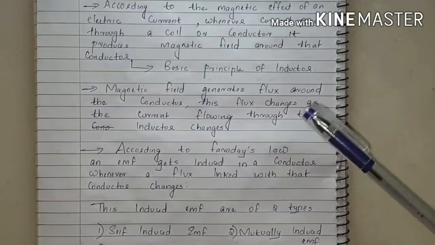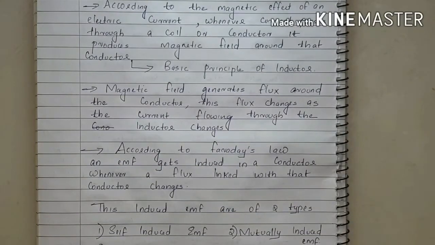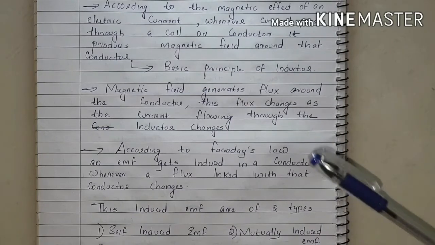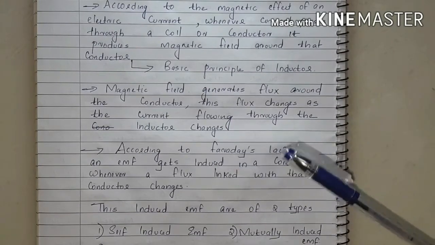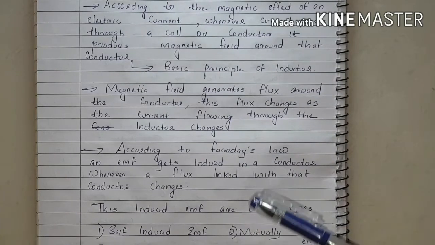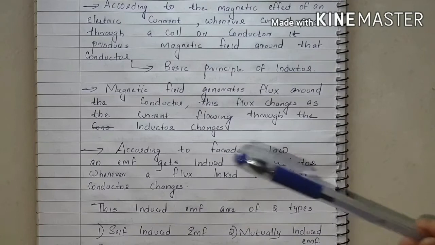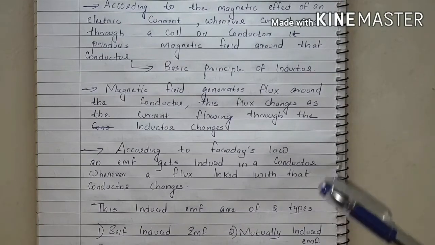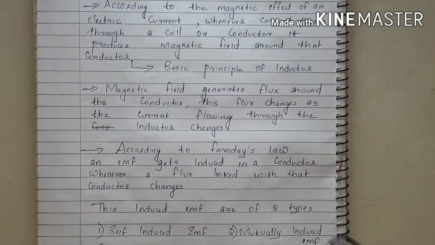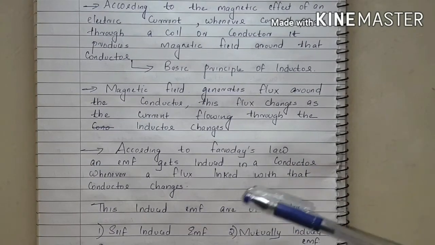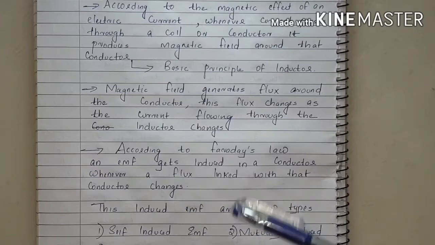And this flux which is produced around the conductor changes according to the current flowing through the inductor. According to the change in the current flow, the flux produced also gets changed. So according to Faraday's law, due to this flux change, EMF or voltage gets induced in a conductor. This induced EMF is of two types. One is self-induced EMF and second one is mutually induced EMF.